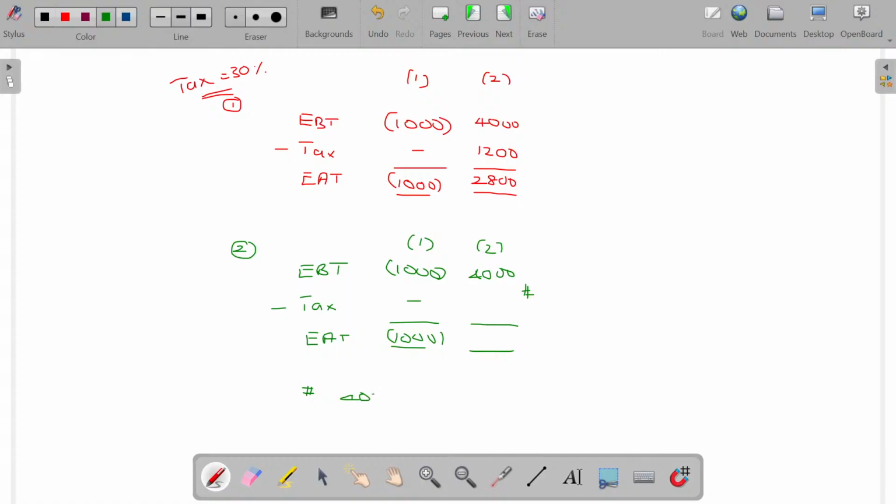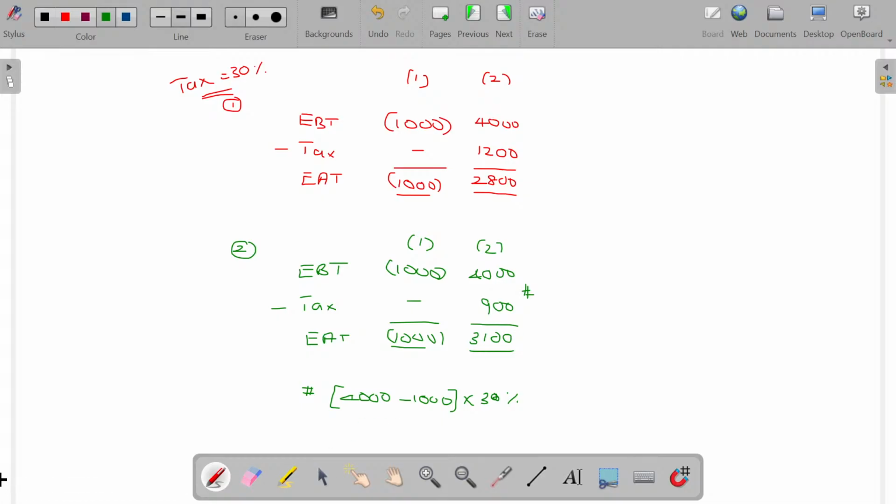From the 4,000, the previous year loss can be adjusted. This is called set off and carry forward. Previous year loss is set off in this current year. After setting off of the previous year loss, the net gain in the second year being only 3,000. Will I be able to pay the tax only on this? Of course, you can pay the tax only on this value, which is 900 rupees. The earnings after tax in the next year being 3,100. This is the second approach.